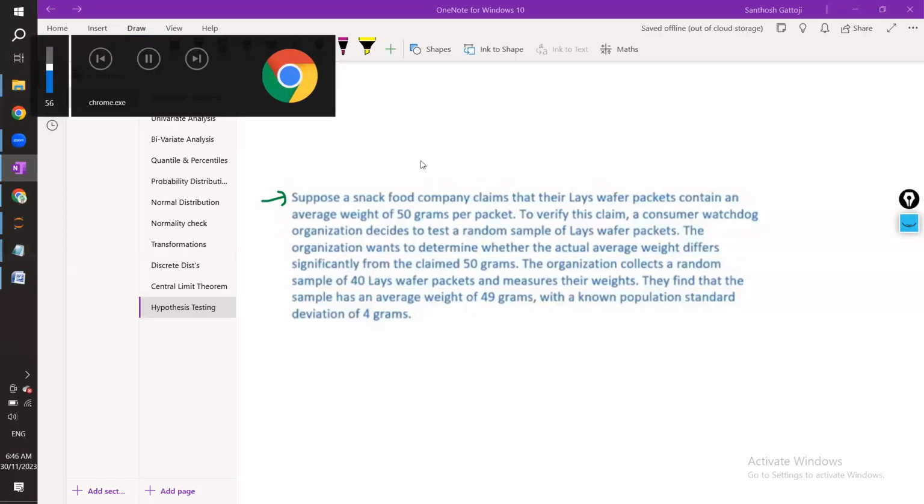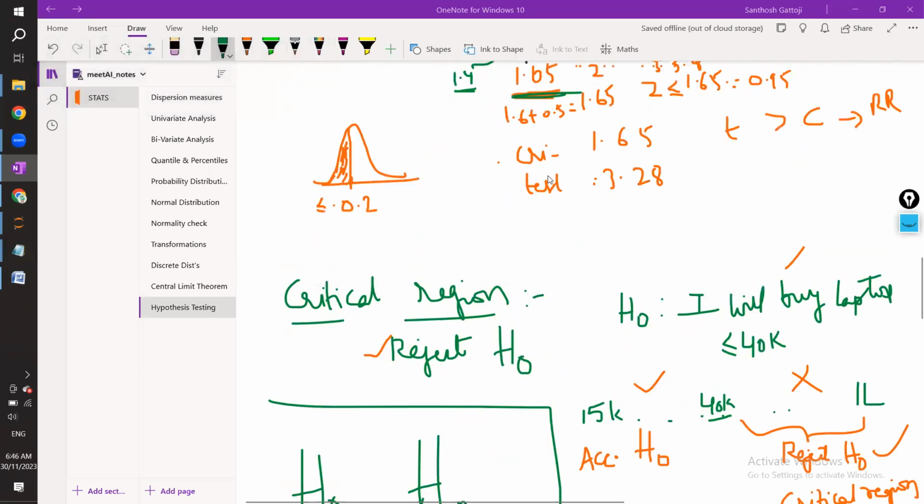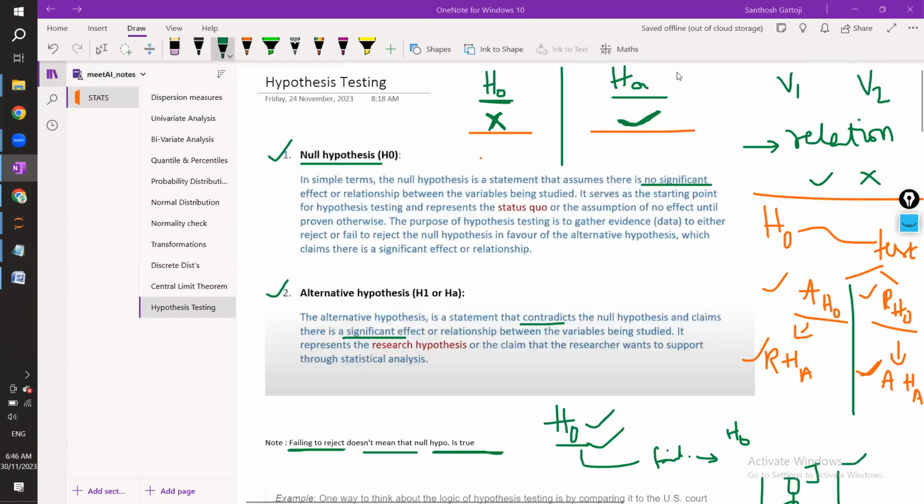Okay, let's start, guys. So yesterday we started on hypothesis testing, agree? And then we have seen some examples.